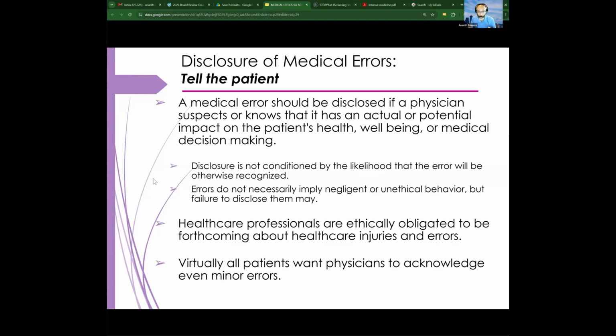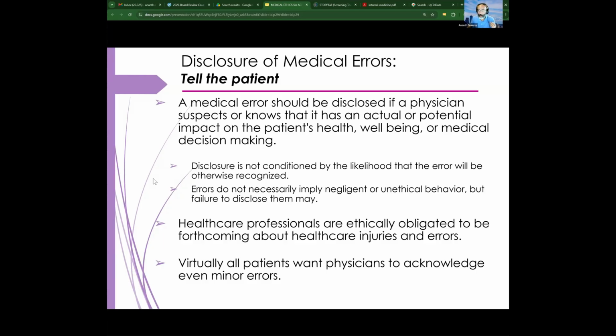So I won't spend a lot of time going over this, but a medical error should be disclosed. Patients overwhelmingly express that they want to know. And an important point is disclosure is not conditioned on the likelihood of whether or not there will be anything that comes of the error or if it would otherwise be recognized. And a key thing, errors happen. We are all human. We are part of a very complex medical system. And an error happening does not mean that something negligent or unethical happened to cause said error. But failure to discuss it or avoiding talking about it can do so. That can really compromise the patient-clinician relationship and trust.